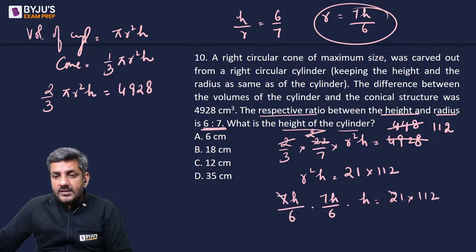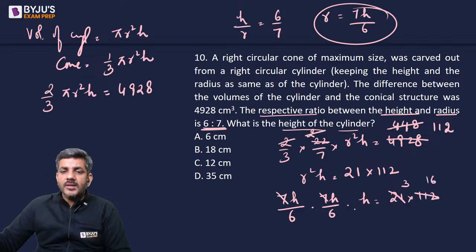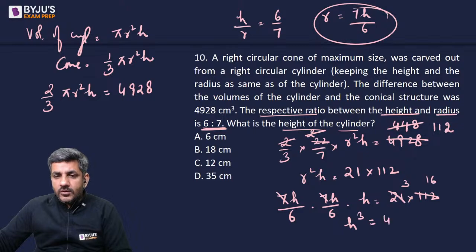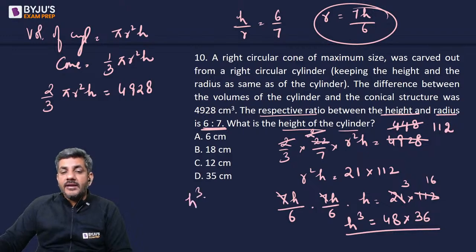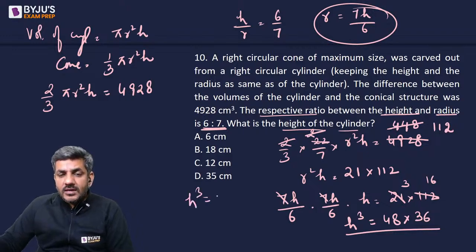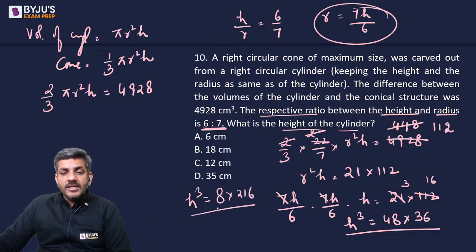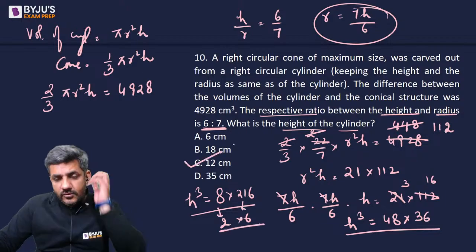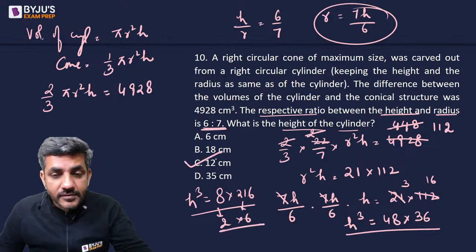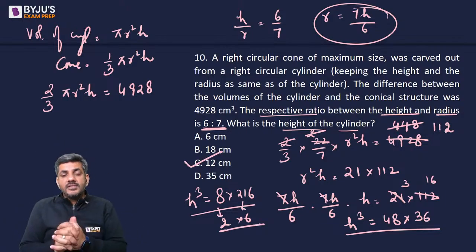चलिए डिवाइड करते हैं. 7 3 जा 21 और 7 16 जा. तो यहां से मेरे पास आ रहा है h cube is equal to 48 into 6 into 6, that is 36. h cube is 48 into 36. या फिर एक काम और कर लेता हूं, क्यूब की फॉर्म में बना लेता हूं. 8 into 216 आ रहा है. ये है 2 का क्यूब और ये है 6 का क्यूब. My answer is 12. So therefore the height of the cylinder and the cone is 12.